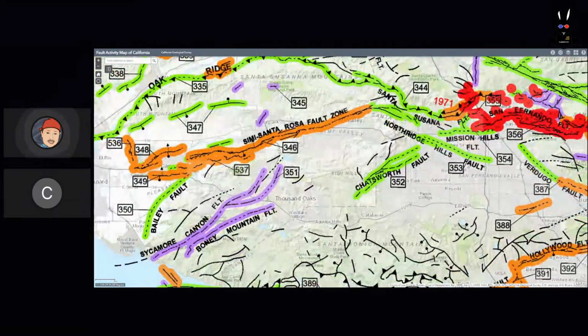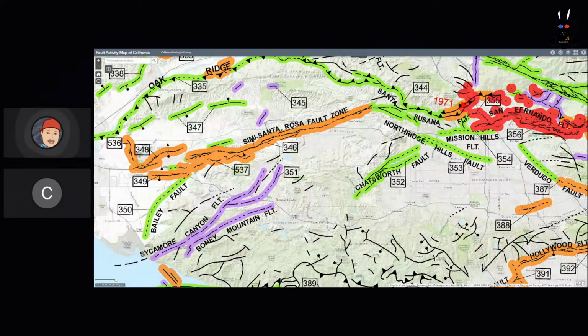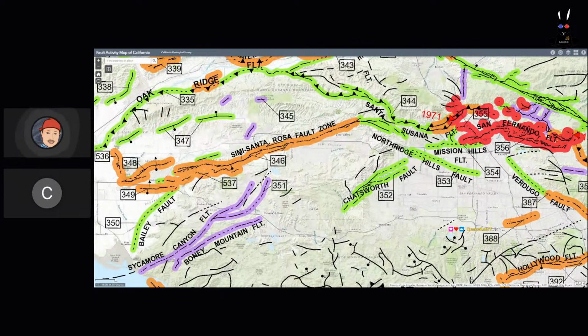In real recent, like '97 was the Chatsworth or Northridge fault. Was that '87? I think it was '87, wasn't it? Yeah. '94. Okay, somewhere in there. '94. Yeah, I should have known. My wife just talked about it last night. But yeah, the Northridge fault.